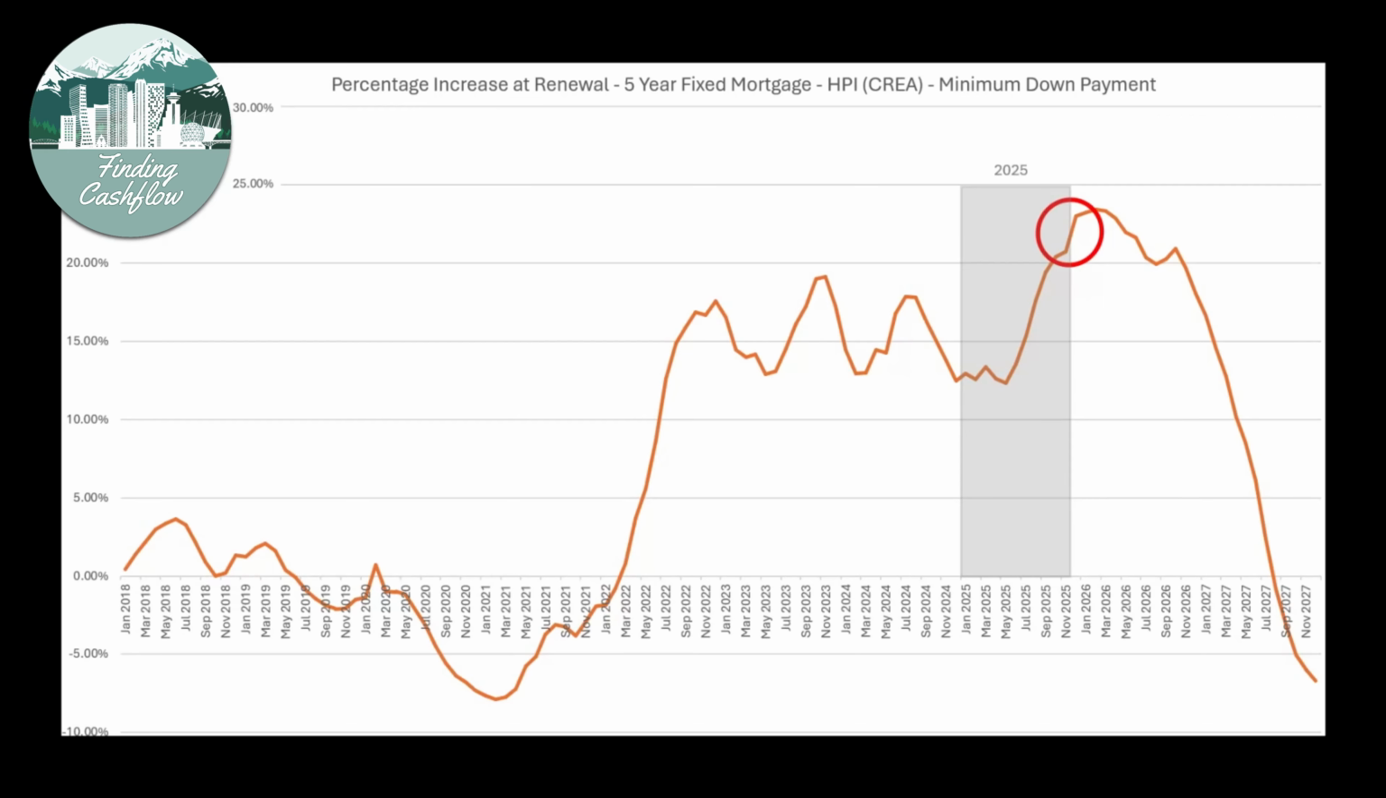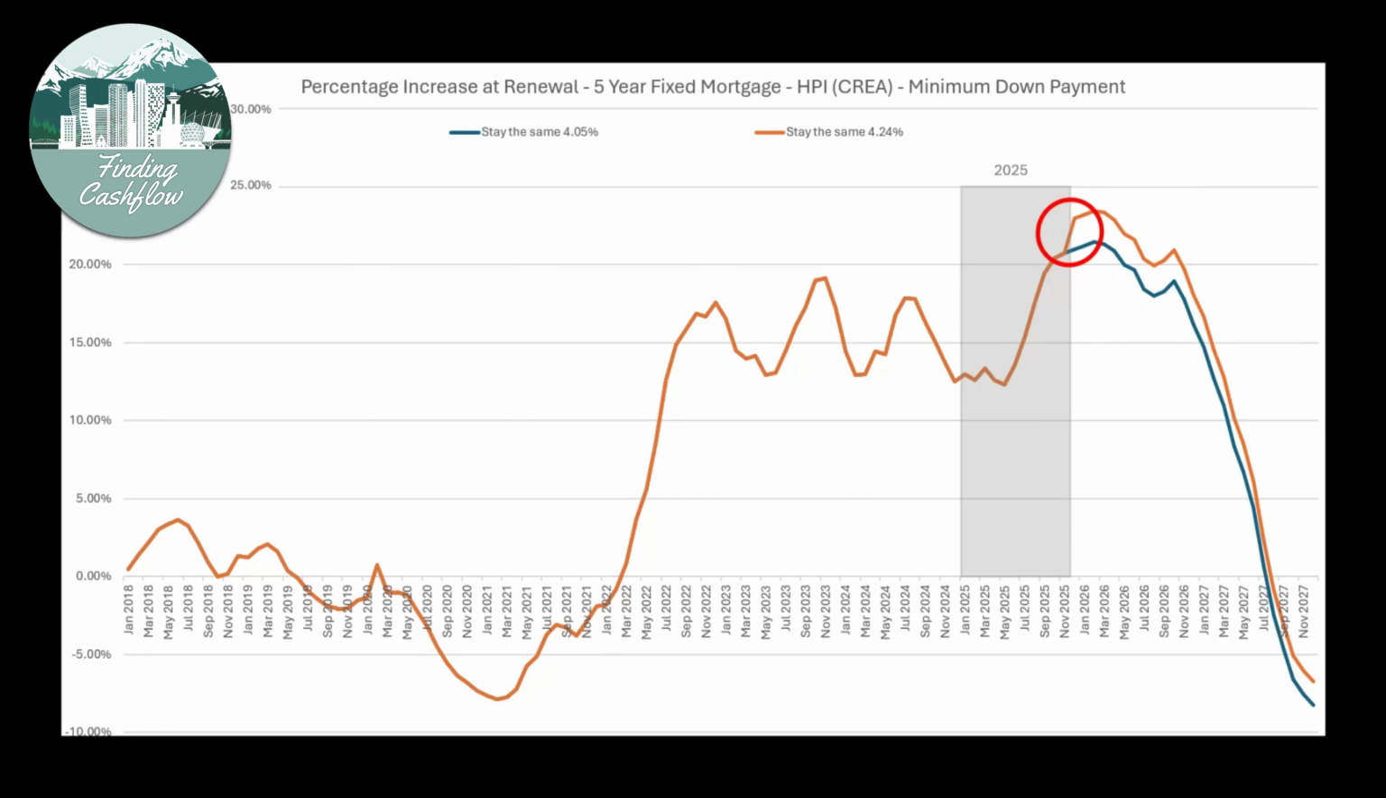And we'll see that there was a substantial jump in the increase upon renewal for the 5-year fixed rate mortgage in December 2025 alone. In fact, if rates had stayed at 4.05%, which is where they were at the start of December, the blue line here would represent the mortgage renewal wave. However, earlier this month, rates jumped to 4.24%. And the orange line represents the increase in mortgage payments for the 5-year fixed mortgage based on this mortgage rate.